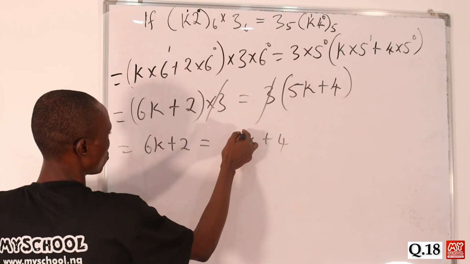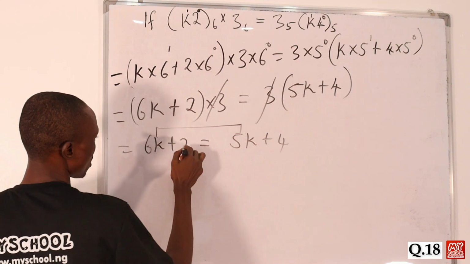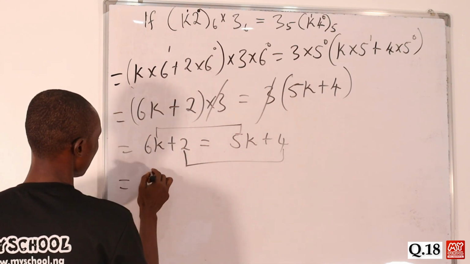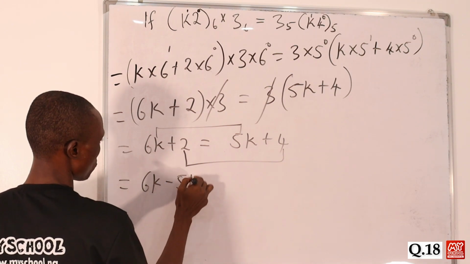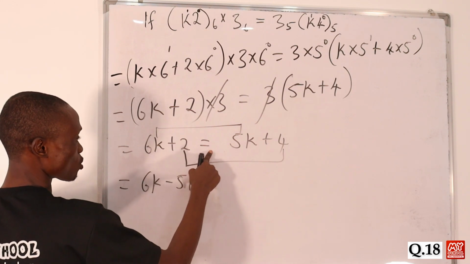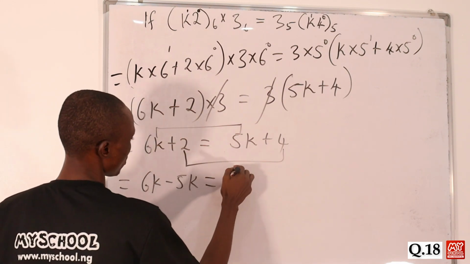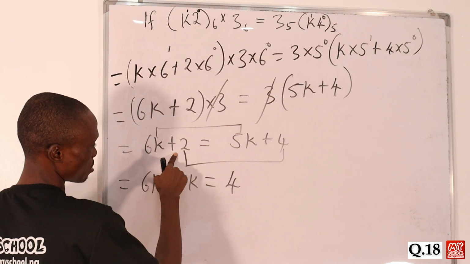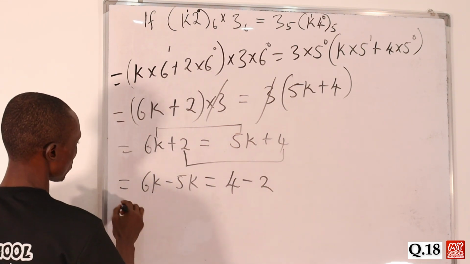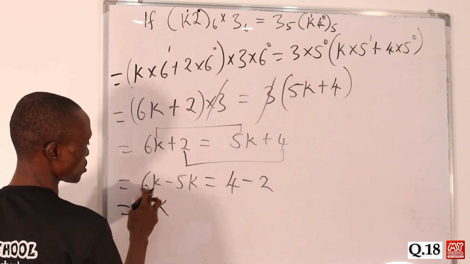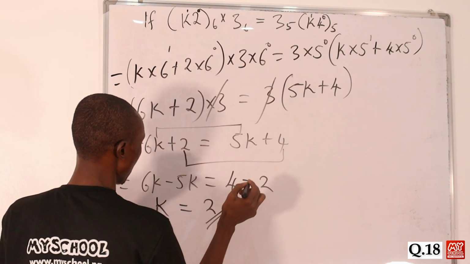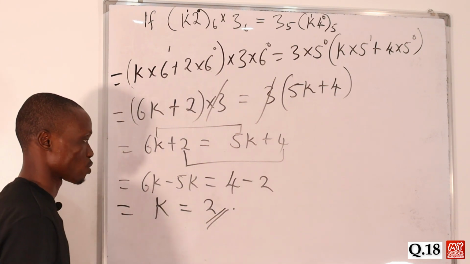So we'll collect like terms. So 5k will move down to this side, and plus 2 will move down to the other side. So here we'll be having 6k minus 5k. Remember, our 5k is positive here, and it's crossing the equal sign, so it's going to change to minus. Okay, and you'll be having 4. Of course, this is positive here, it's crossing the equal sign, it's going to change to minus 2 here. Okay, so here we have k, because 6k minus 5k is equals to k, and here we'll be having 2, meaning that the value of k is equals to 2.